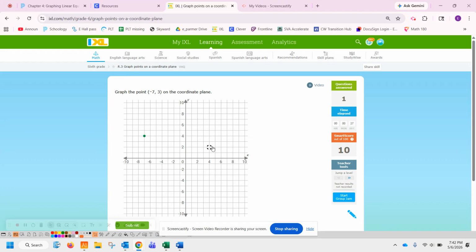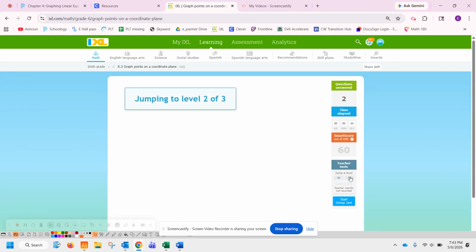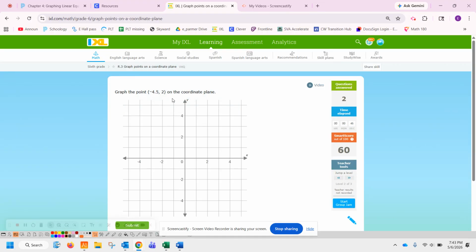Let's just say you accidentally plotted it at the wrong point. Click on that point again and it removes the point, and then redo it. Make sure you only have one point after when you submit. Okay, I'm going to skip a level. This is a level 2. Just notice that some of them might not be whole integers.